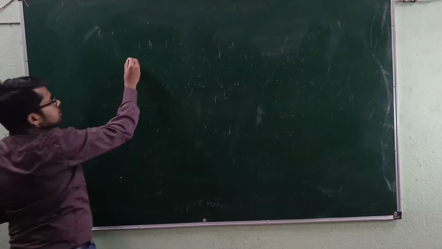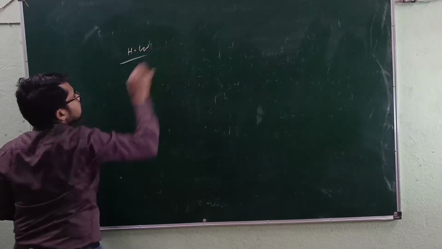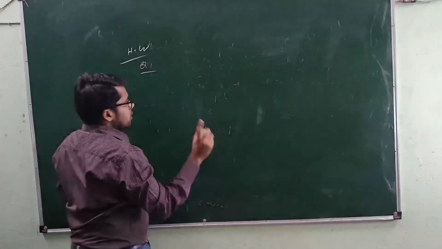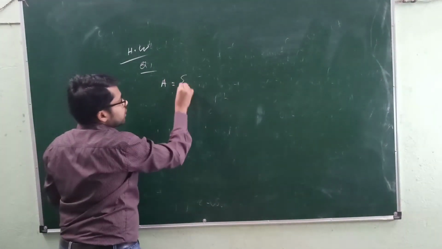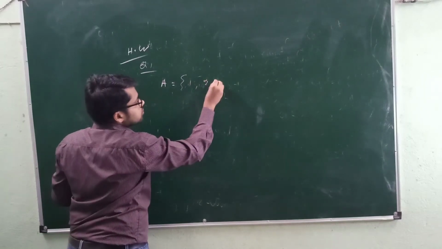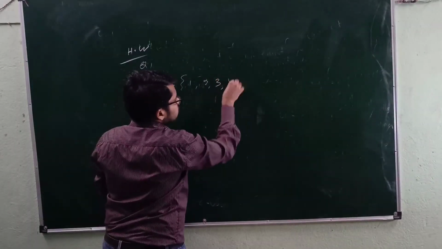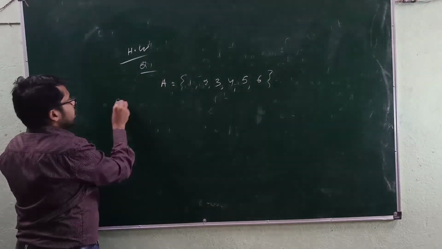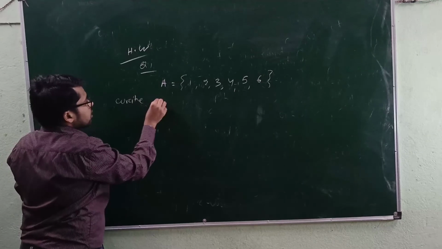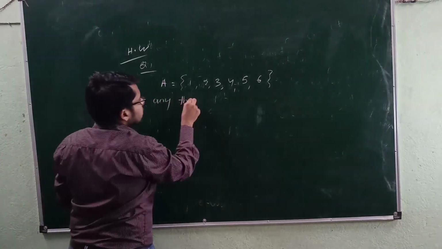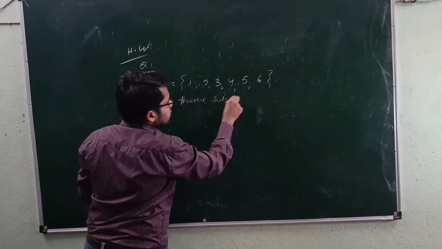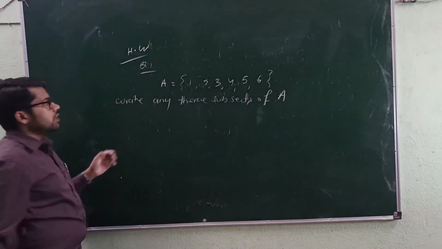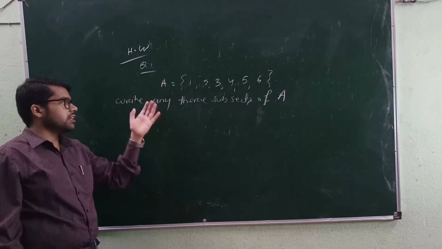Okay. Now it's the time for homework. Write the question. I am giving you a set A: 1, 2, 3, 4, 5, 6. Write any 3 subsets of A. Okay, a set is given. You have to find any 3 subsets of A.